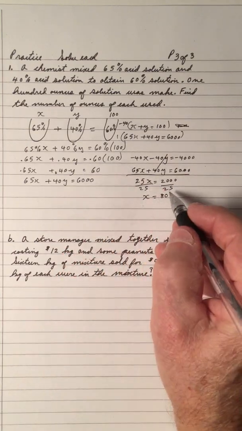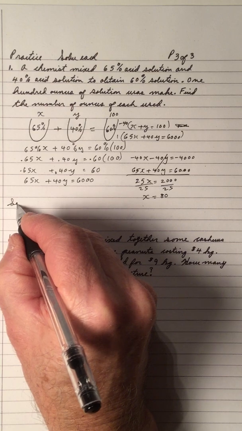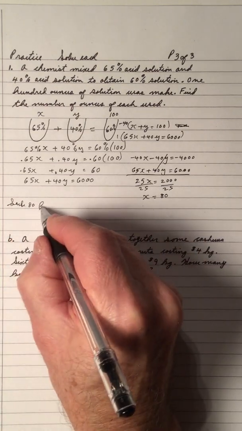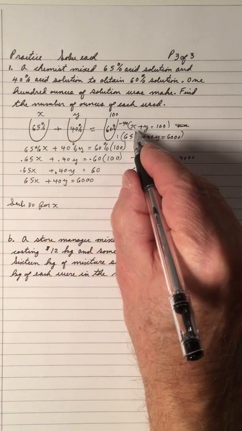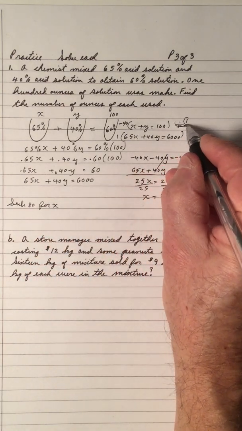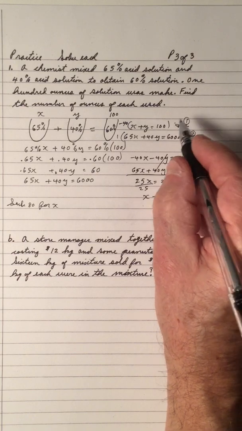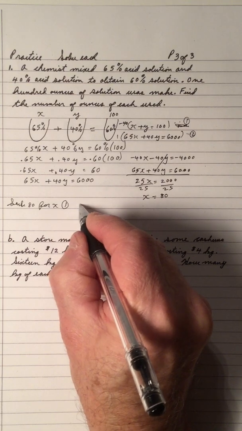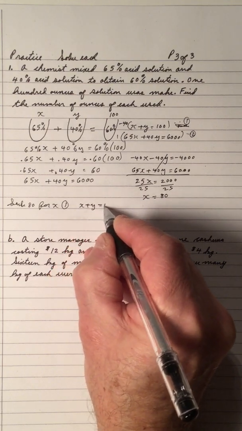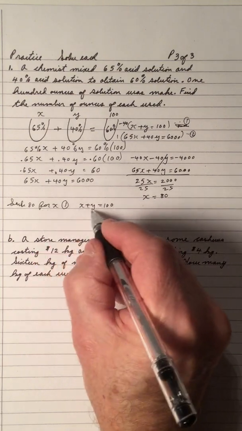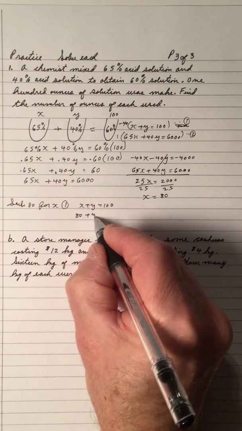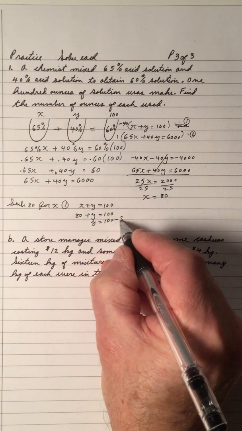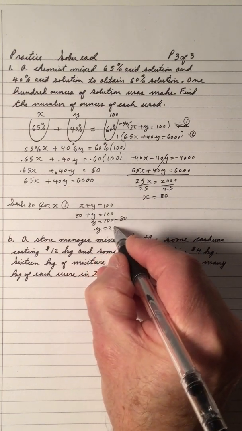And you're going to sub 80 into 4x, and again, look at the equation. This is equation 1. This is equation 2. So if you sub that into number 1, you get x plus y equals 100. This is equation 1. X is 80. 80 plus y equals 100. Y is 100 minus 80. Y is equal to 20.